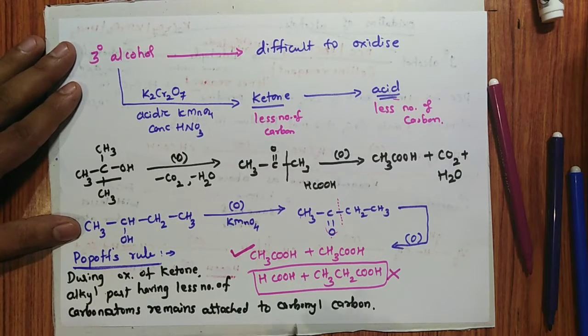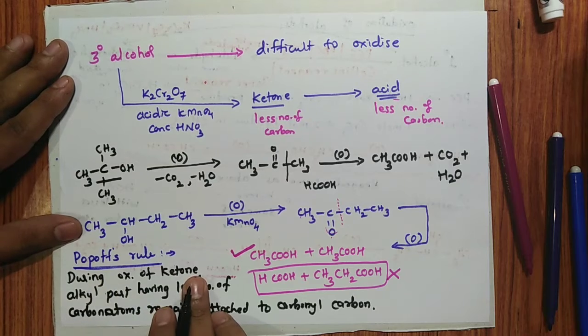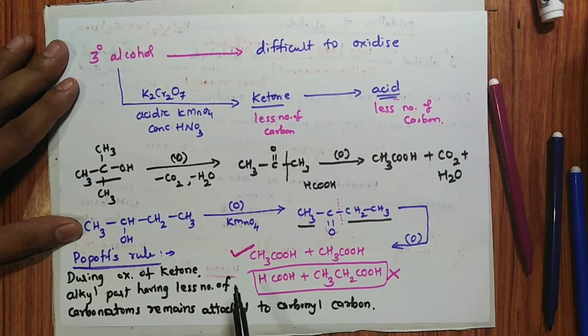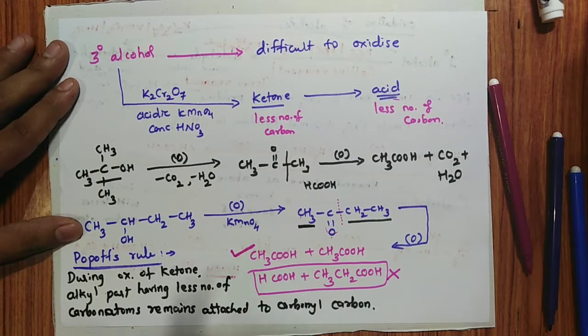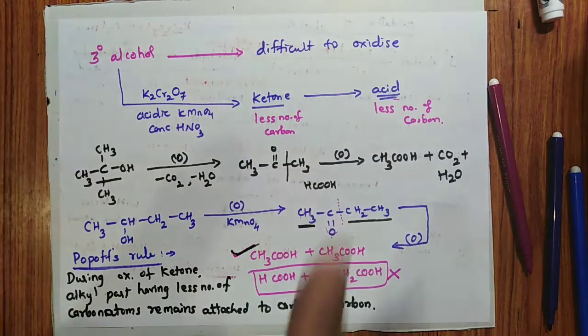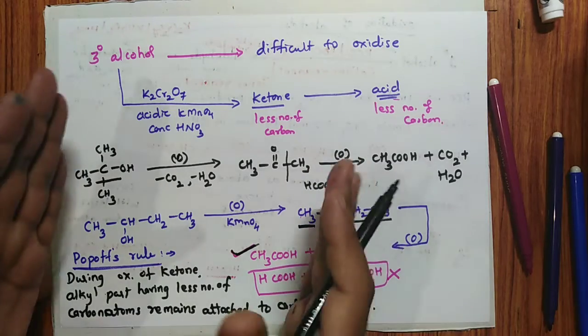So Popoff's rule indicates that during the oxidation of a ketone, the alkyl part having the lesser number. See here, the alkyl parts are this one and this one, and the one having the lesser number of carbons remains with the carbonyl carbon, because the alkyl part having fewer carbon atoms remains attached to the carbonyl carbon. Very important Popoff's rule. According to this should be the product. So this is about oxidation of primary, secondary and tertiary alcohols. If you have not understood, go through the video once again. Definitely you will understand, and you are going to get the use of this in upcoming competitive exams.